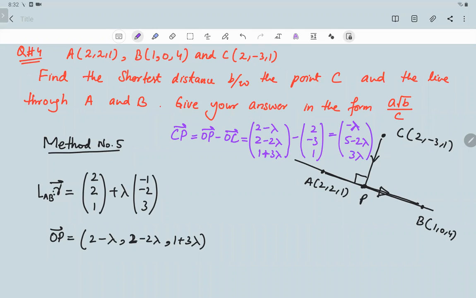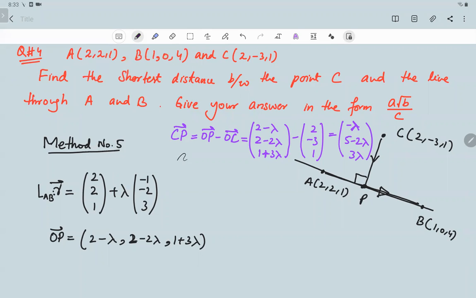Now the dot product of CP with AB is equal to 0. I am in search of that P which is right in front of C on the line, where angle CPB is 90 degrees. P can have infinite values anywhere on the line, but I want that value of P for which angle CPB is 90, angle CPA is 90.